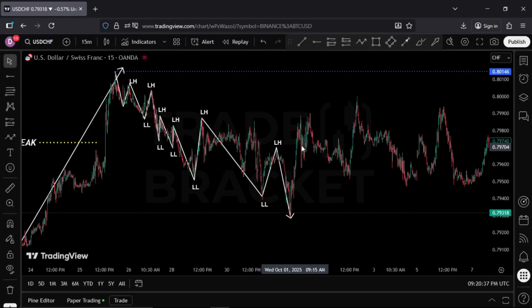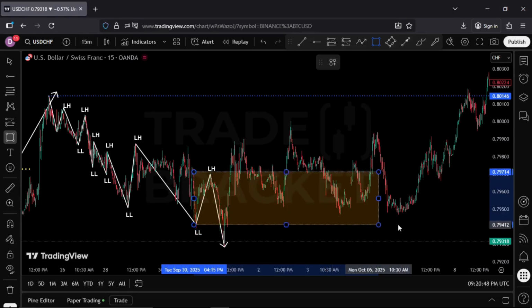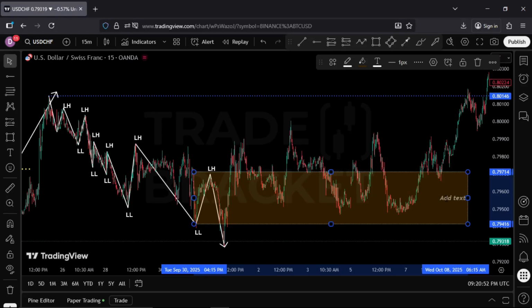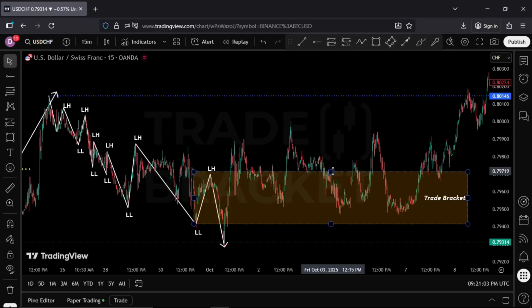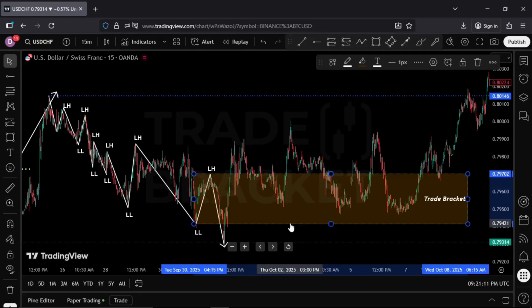As soon as you get the break, what you want to do is draw your trade bracket. So let me grab this rectangular tool right here and highlight my trade bracket. First things first, I'll label this as the trade bracket. This right here is the trade bracket. Remember, the trade bracket gives us two things: our entry, and it will also give us our stop loss level. That's what it gives us. And there are two ways in which you can draw your trade bracket.